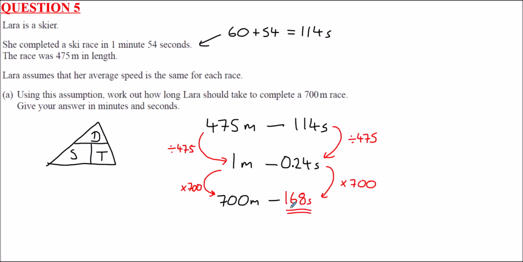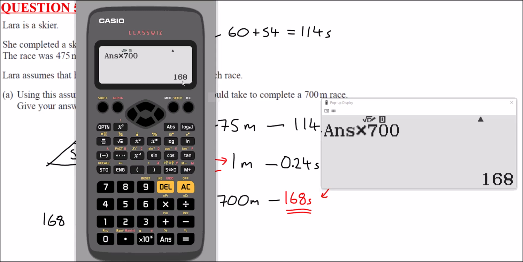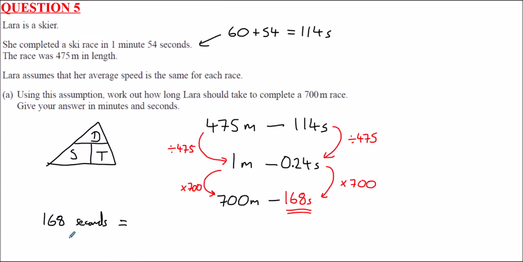But of course, the answer needs to be in minutes and seconds. So 168 seconds, well, how many full minutes is 168 seconds? Well, a full minute is 60 seconds. So if I take away 1 minute, I've got 108 left. Take away another minute. I've taken away 2 minutes now. I've got 48 seconds left. So it's 2 minutes and 48 seconds.